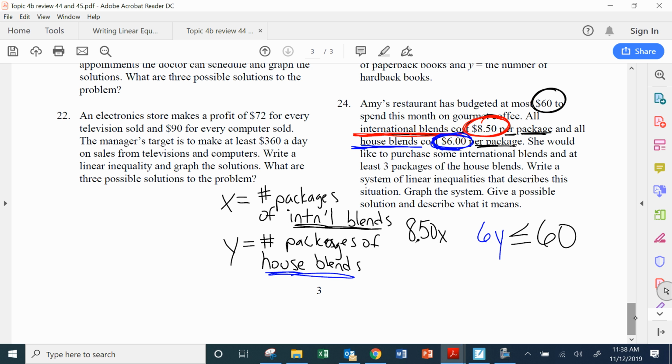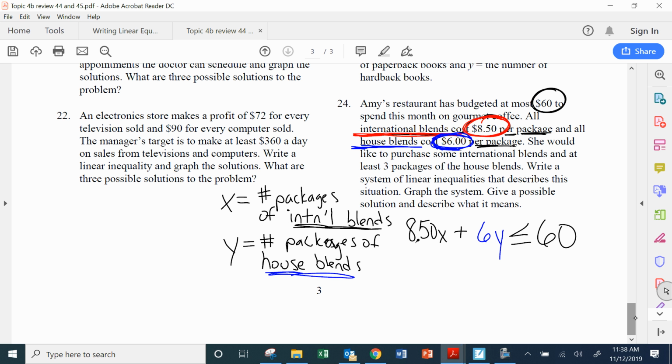And ultimately, my math that I'm doing is I'm adding the money together. So however much my international blends cost, plus how much my house blends cost. And that amount has to be less than or equal to 60. So there's one of my requirements now, my budget.